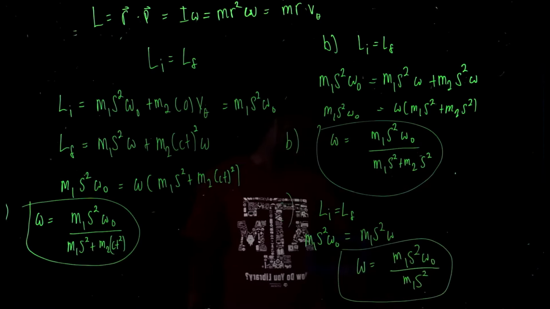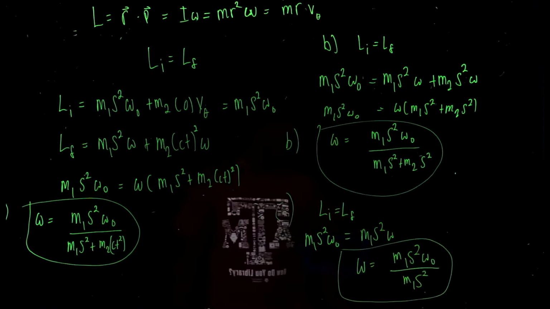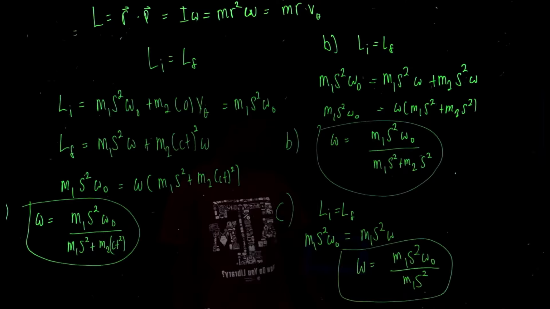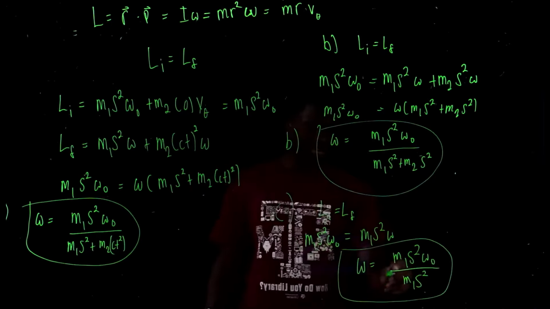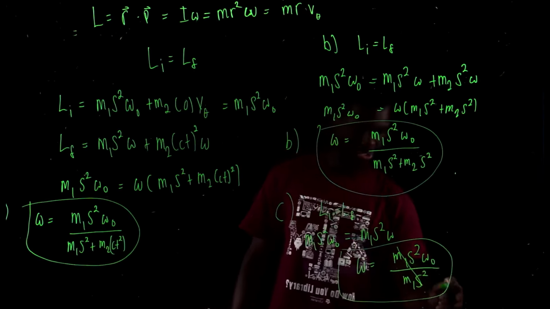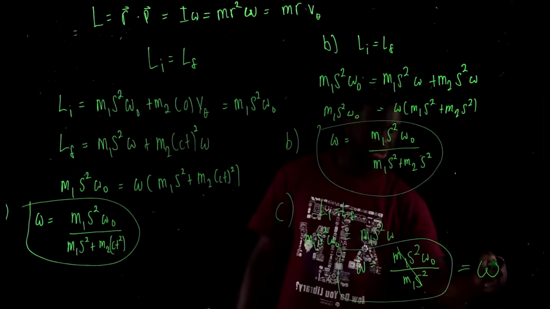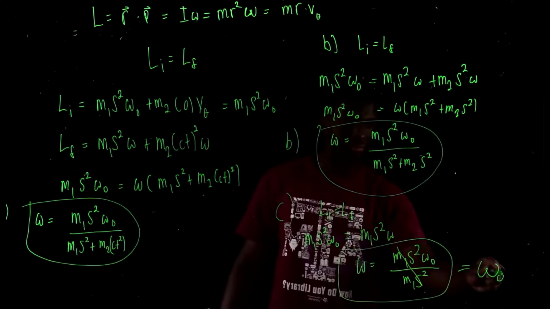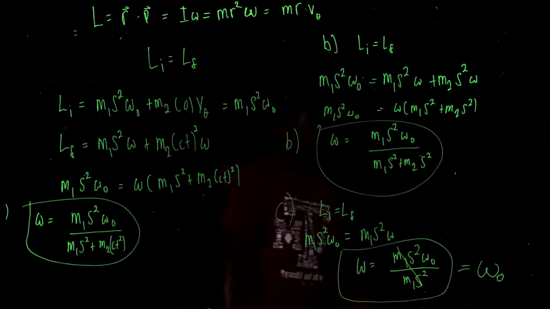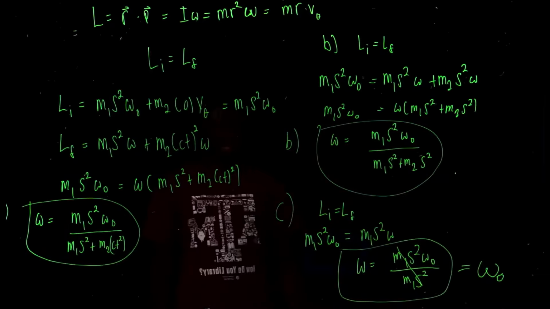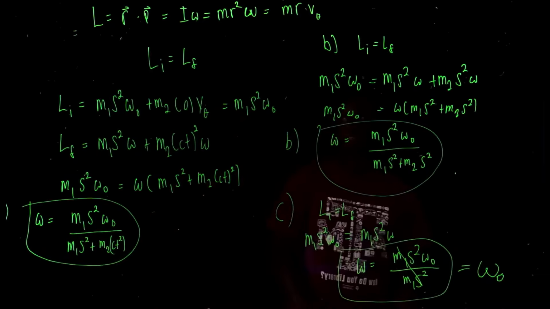They didn't write that there, but I think it's the same thing because those cancel out, and that is equal to omega naught. So that's the answer they got in the answer key, and that's the final answer. And that's it for problem 3.